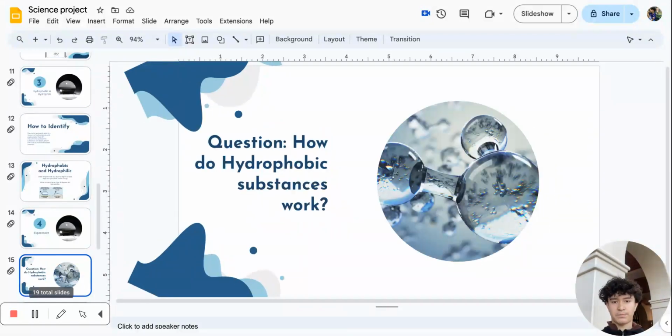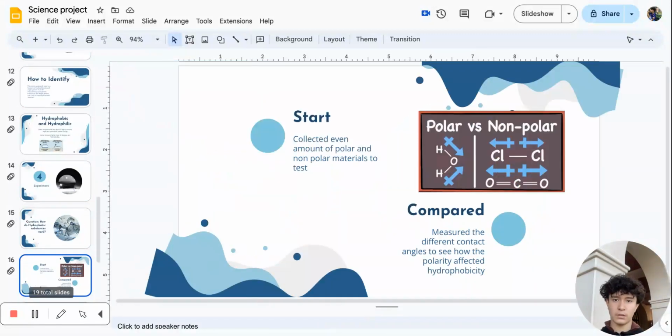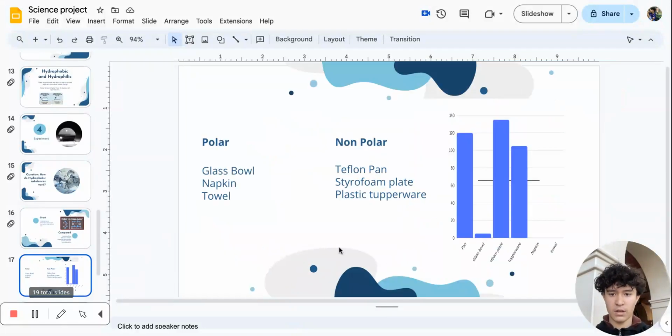So what was my experiment? My question was, how do hydrophobic substances work? To start with, I collected an even amount of polar and nonpolar materials, and then I compared them. I pretty much just measured the contact angle and then made a little graph. My bar graph right here shows my three polar and my three nonpolar. My polar was made of a glass bowl, napkin, and a towel. My nonpolar was a Teflon pan, styrofoam plate, and plastic Tupperware.